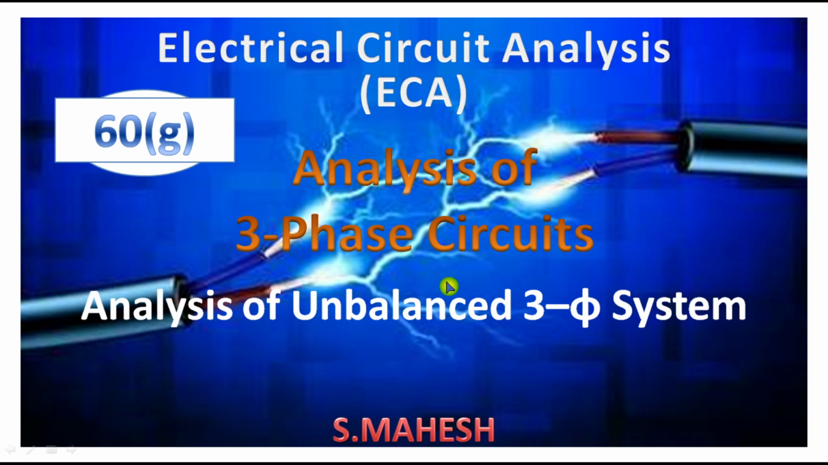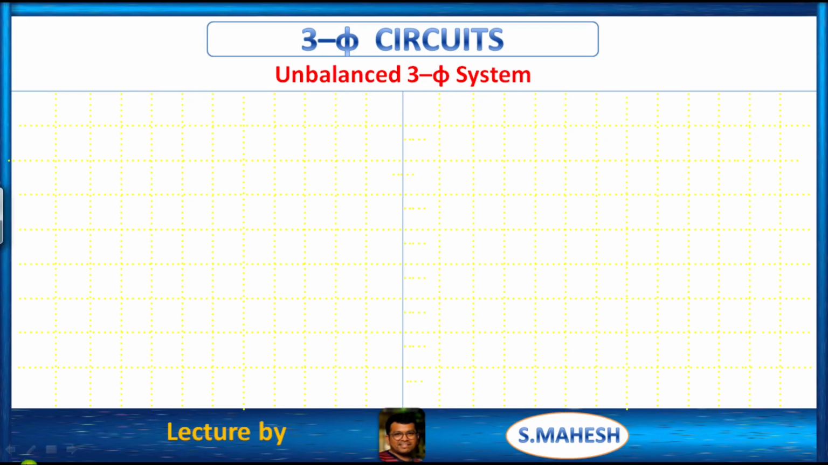Because when the loads in all the three phases, either in star connection or in delta connection, are not identical to each other, means what? They are not balanced, means the magnitudes of currents or voltages are not equal. Obviously we can say that the system is unbalanced system. Okay, we have to write that point.